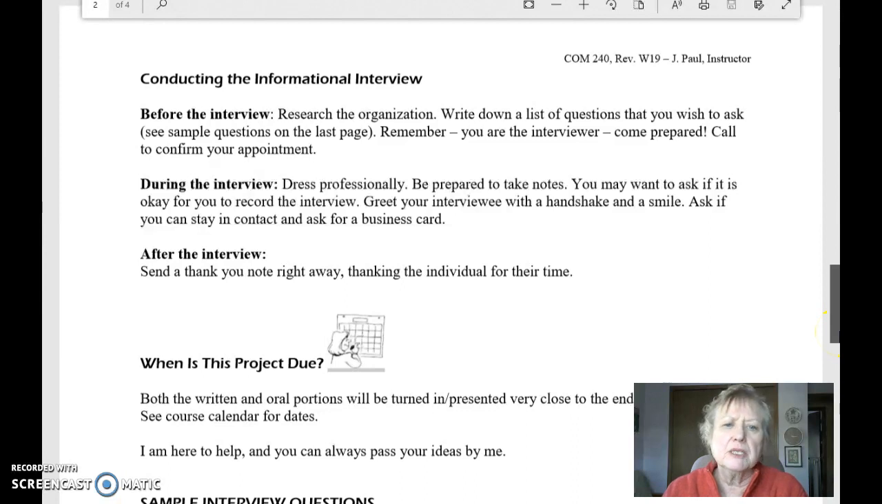Now I will mention, after an interview, sending a thank you note, writing a short email directly to the person immediately following the interview the same day is perfect. I think the current thinking on that is to do the email and then follow up possibly with a thank you card through the mail. But at the very least, send that email.